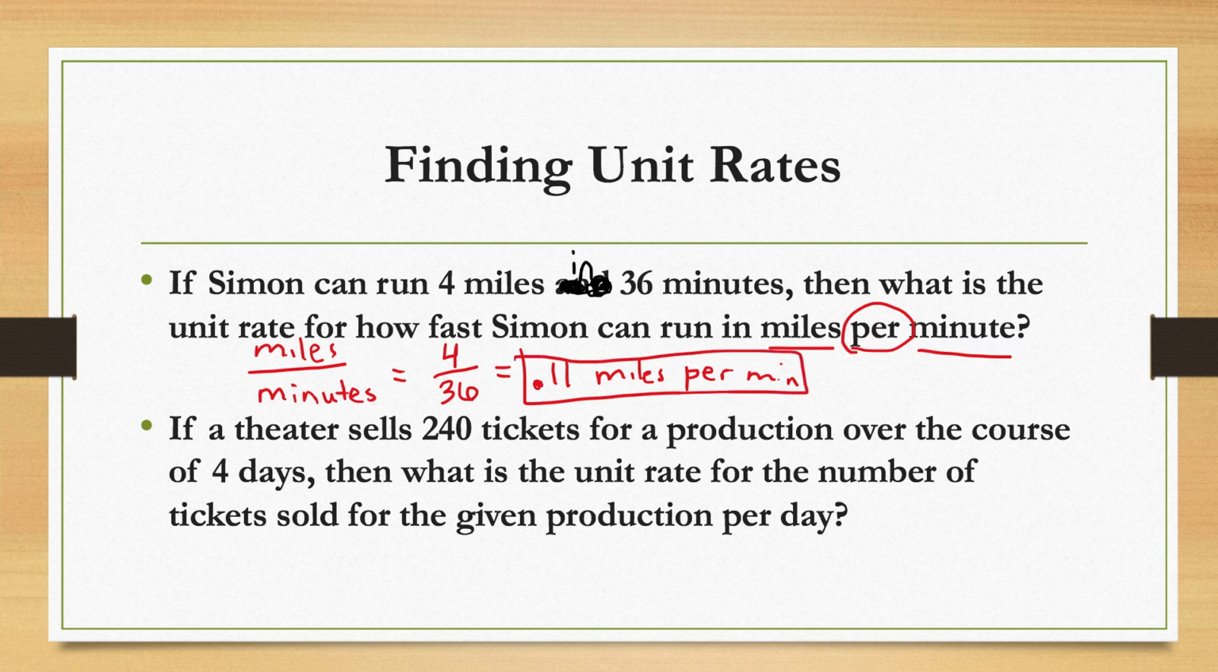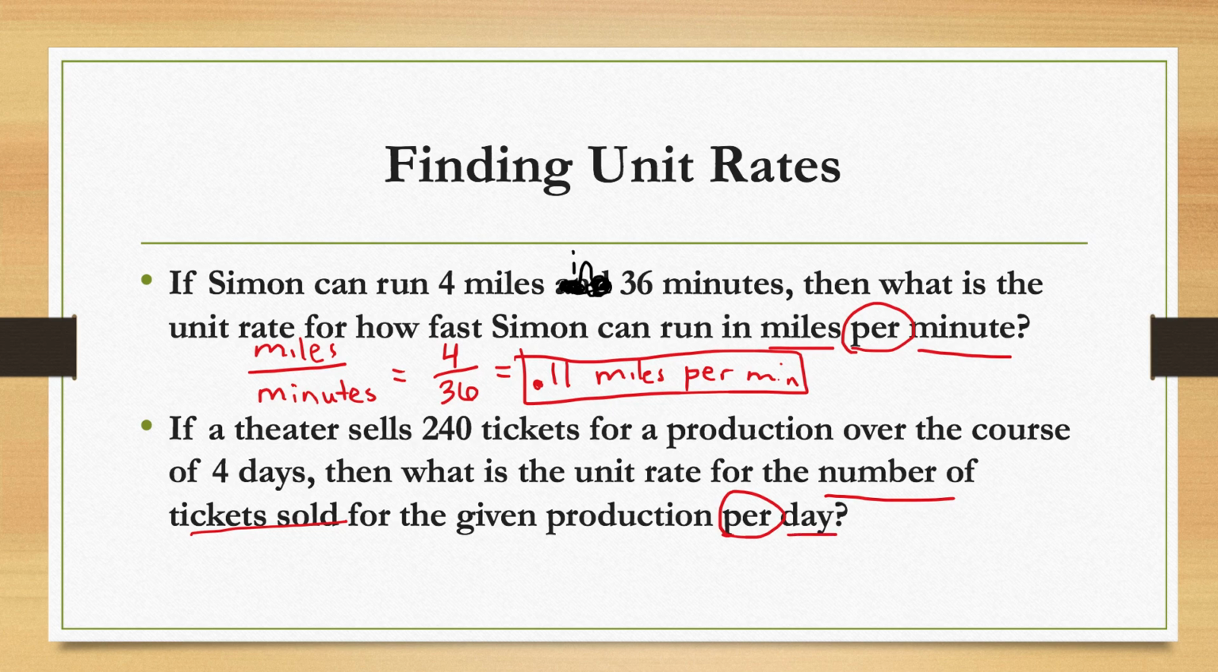And that is our unit rate. All right, the last one we're going to look at says, if a theater sells 240 tickets for a production over the course of 4 days, then what is the unit rate for the number of tickets sold for the given production per day? All right, so what's to the left? Let's look. What is the unit rate for the number of tickets sold for the given production per day?